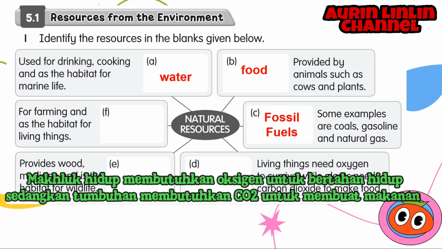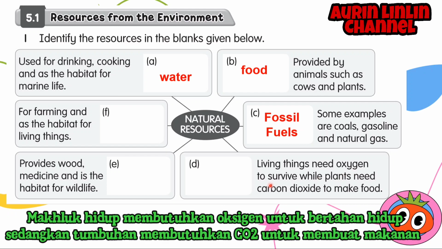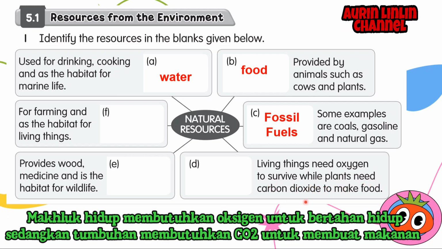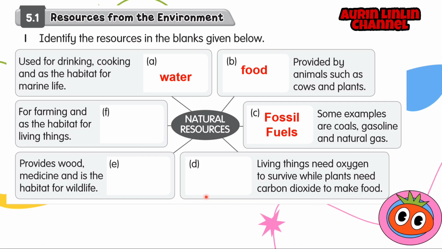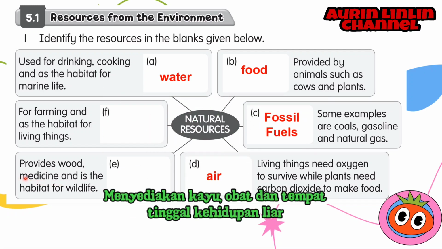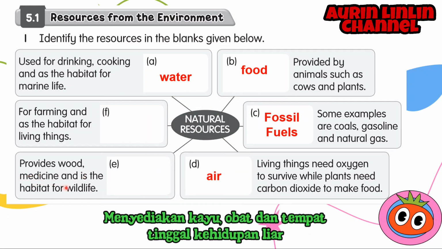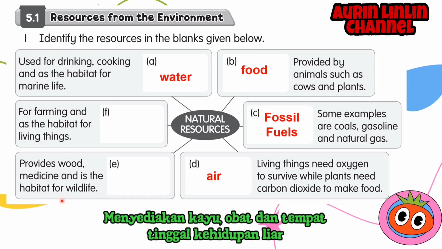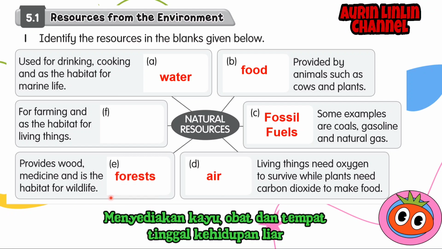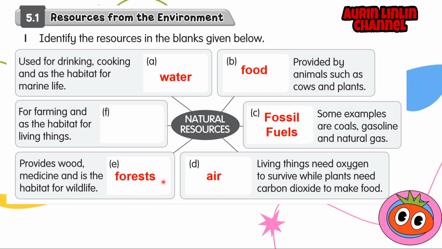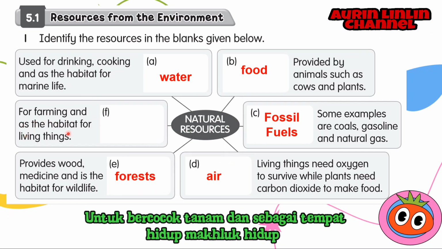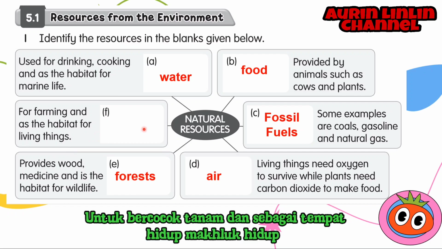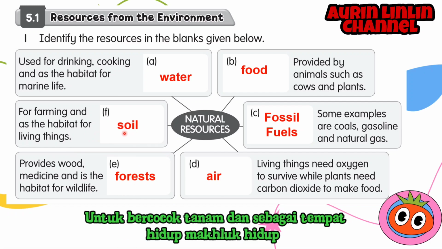D. Living things need oxygen to survive, while plants need carbon dioxide to make food, and the resource is air. E. Provides wood, medicine, and is the habitat for wildlife, and the resource is forest. F. For farming and as the habitat for living things, and the resource is soil.